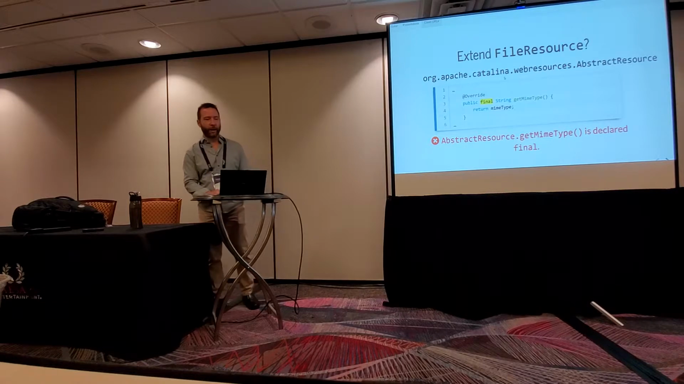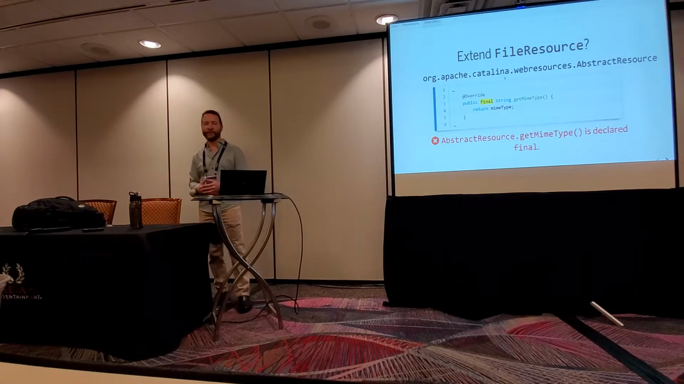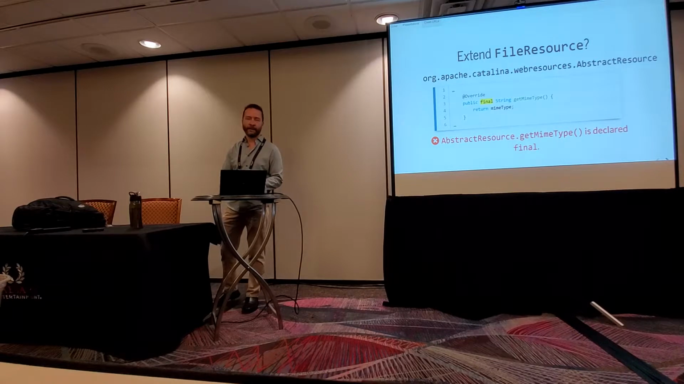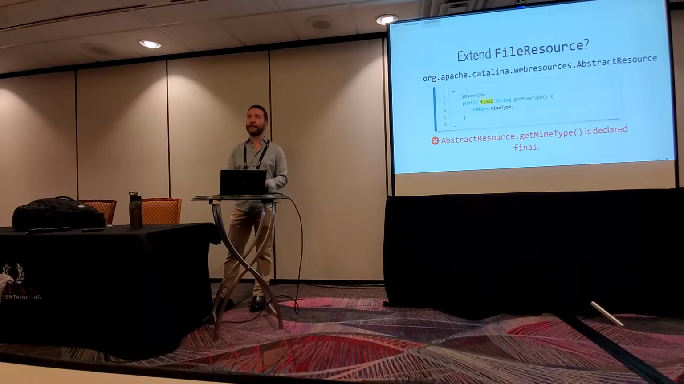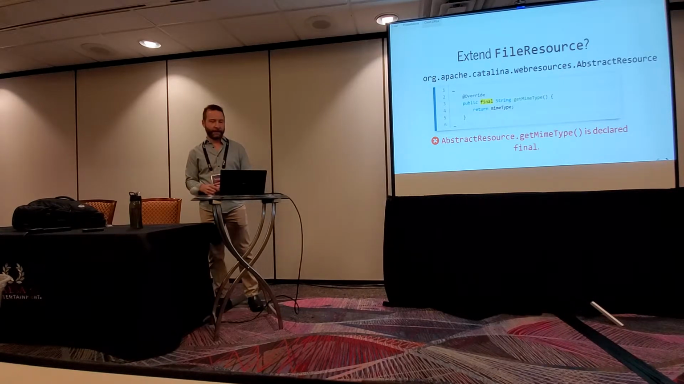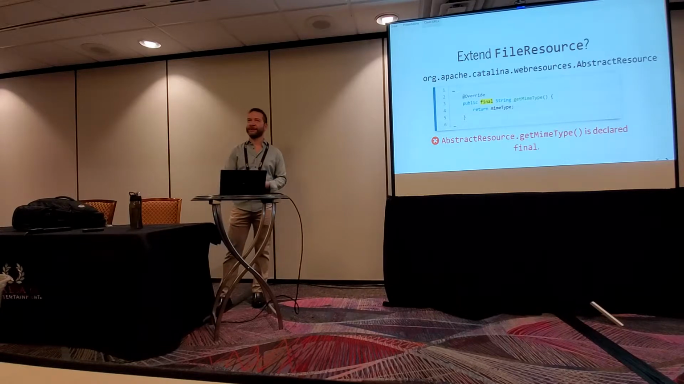The first thought was, well, there's this nice thing called file resource. I don't remember offhand if it's an interface or a class, but I think it was a class actually. It's a web resource, and this one is going to be a file that we're serving. There's something in there called getMimeType. So we thought, we'll just override that, and for getMimeType, we'll dynamically go out and look for these sidecar files. This little word final sort of stopped those plans. So we can't override getMimeType.